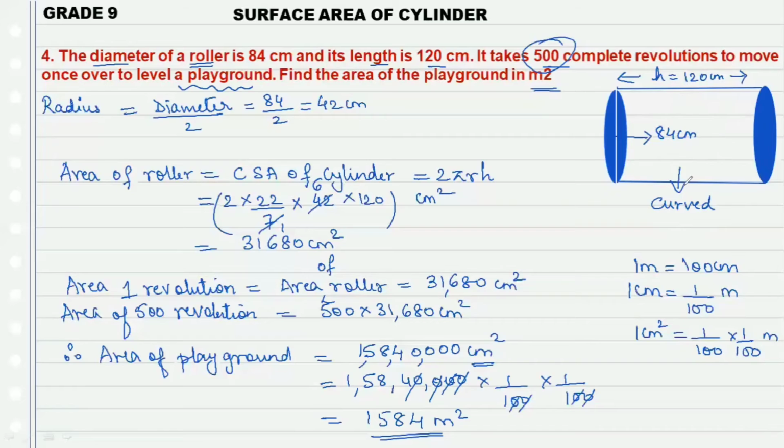That area will be the area of one complete revolution. We took 500 revolutions, so it means the curved surface area came in contact with the playground 500 times, right? So it means 500 into the area of one revolution, and hence you will get the area of the whole playground. I hope students you all are clear with this. Let's continue with the next question.